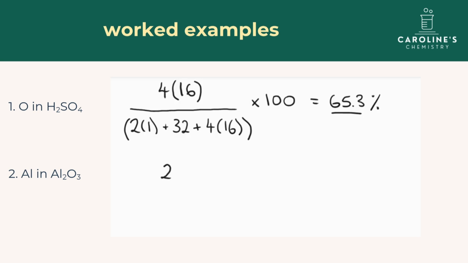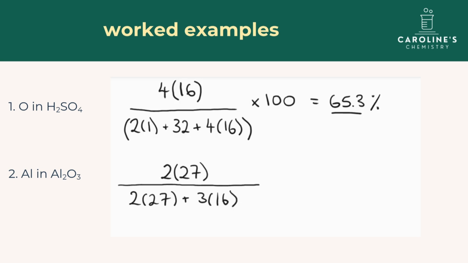For the second one, starting off with 2 lots of the aluminium, so 2 lots of 27. Divide that by the Mr of the entire thing, which is the 2 lots of 27, added to the 3 oxygens, 3 times 16. Again, this is a percentage, so let's times it by 100. That should give us 36% as our overall answer.